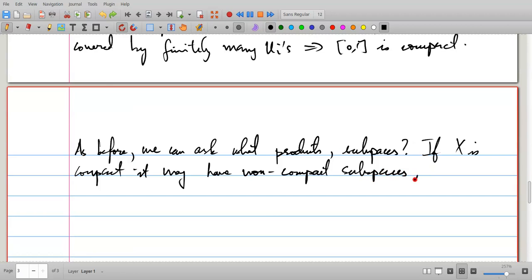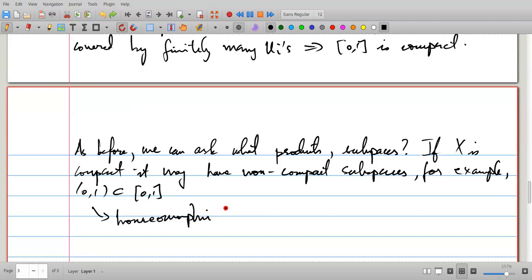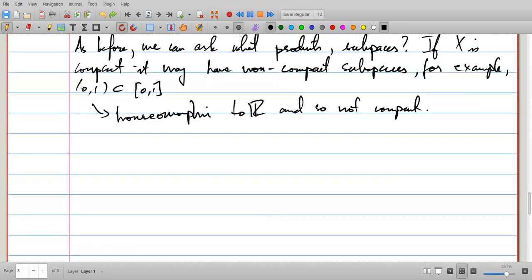For example, we can look at (0,1) contained inside the closed interval [0,1]. This is homeomorphic to R, and so not compact. But the assertion is true for products, which is what we want to prove next, in which we need the following lemma. This is called the tube lemma.